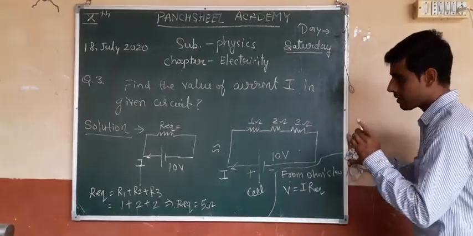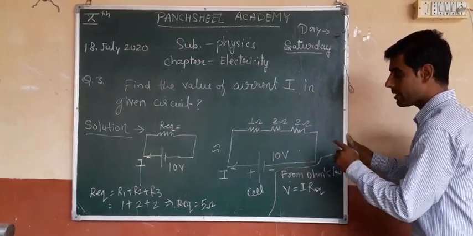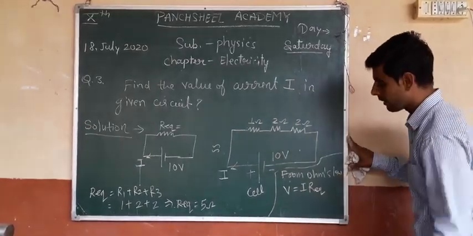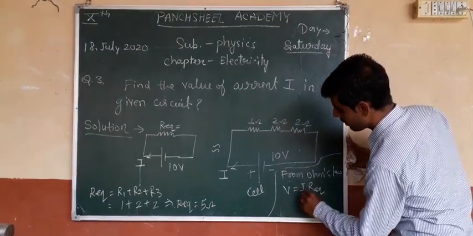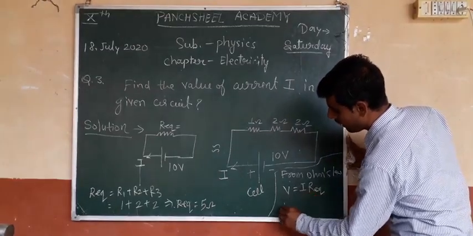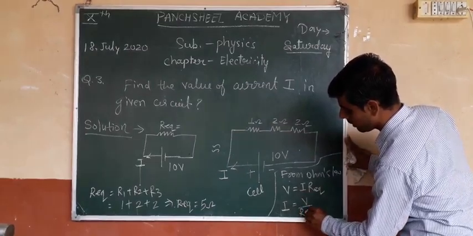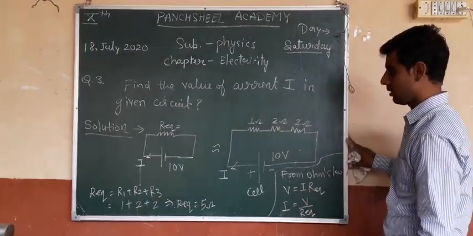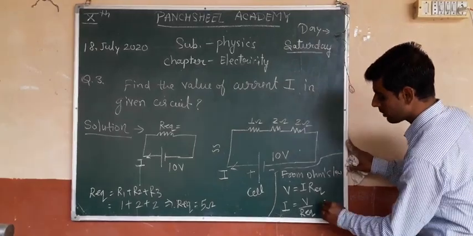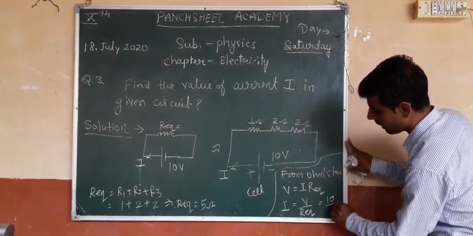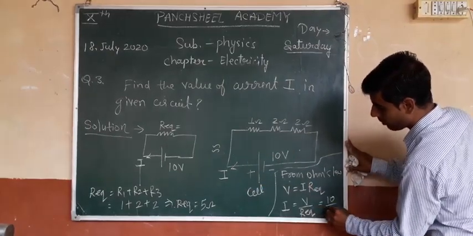If one resistance, then we take only R. If two resistances, then R equivalent. Three resistances, then also R equivalent. So we have to find out the value of I. So I equals V upon R equivalent. Okay, so what is the value of V? V is 10 volt and R equivalent is 5 ohm.